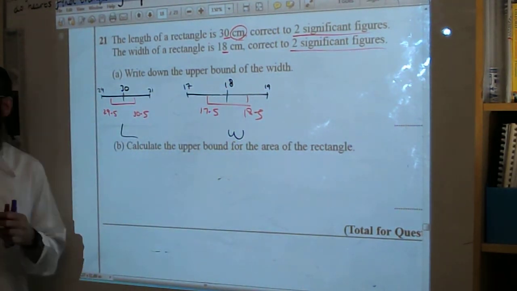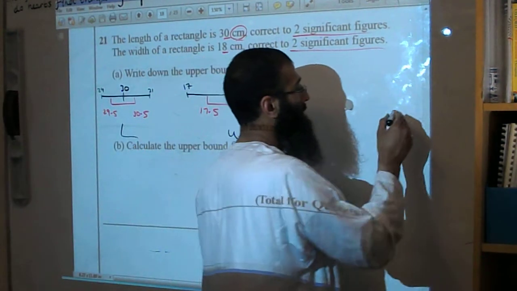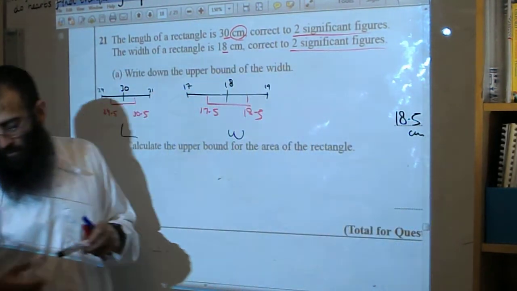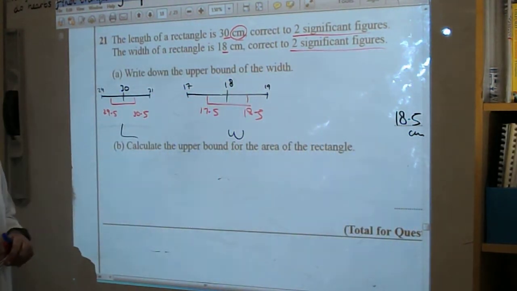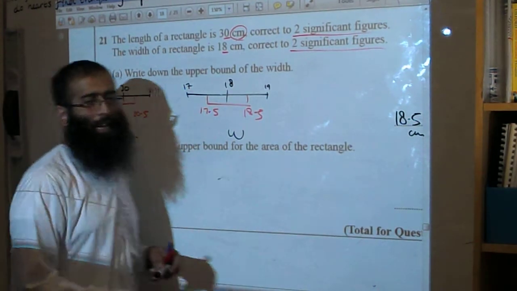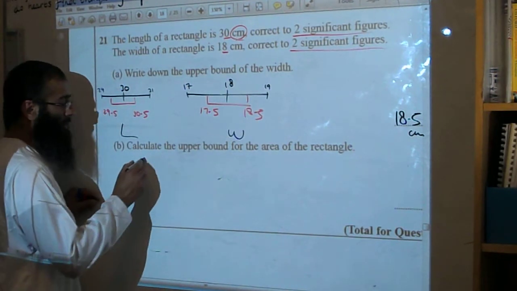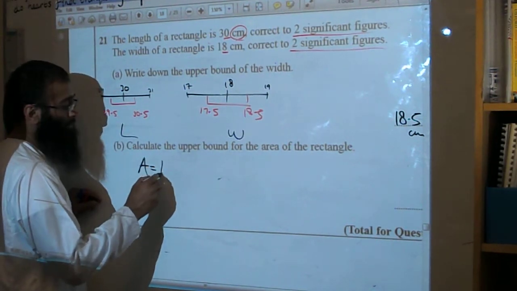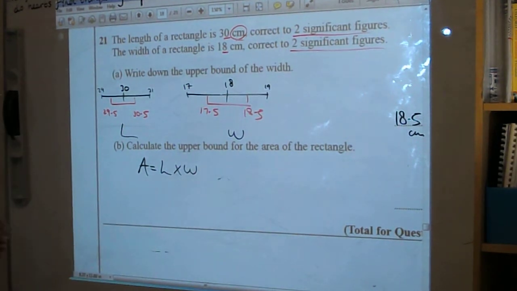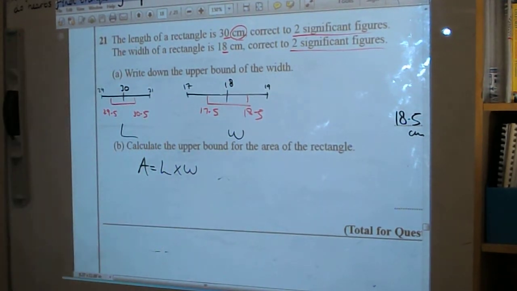Just write down the upper bound of the width. The upper bound of the width is 18.5. Okay, calculate the upper bound for the area of the rectangle. How do we work out the area normally of a rectangle? Is it length times width times height? No, that will be volume. Okay, so area of the rectangle is just length times by width.